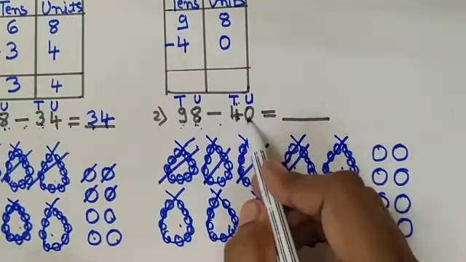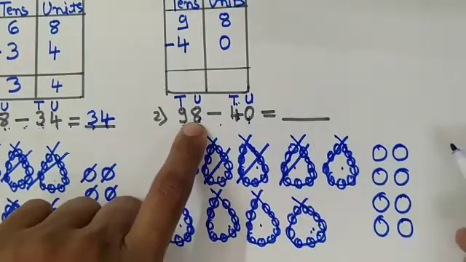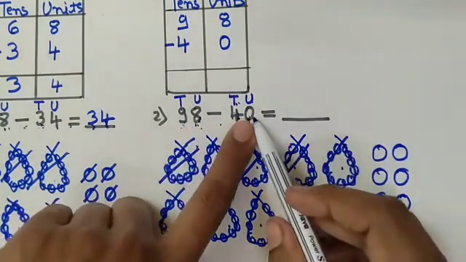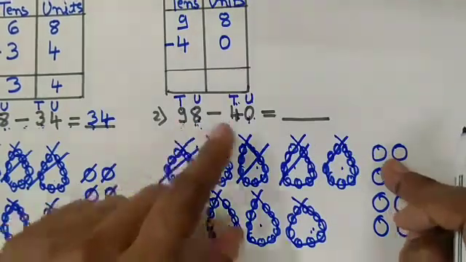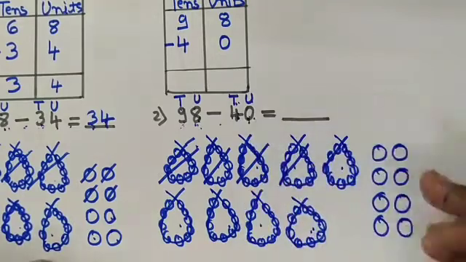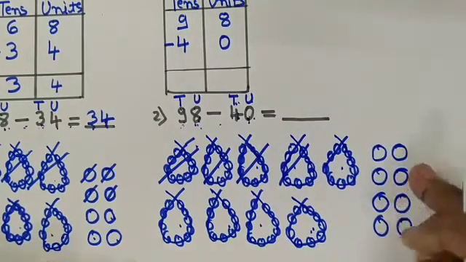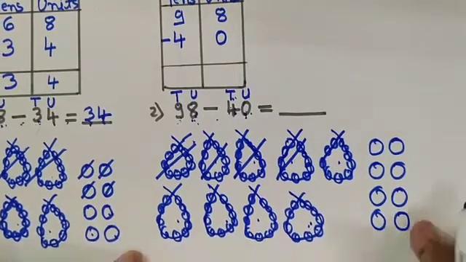And from unit place, out of 8 units, we have to subtract 0 units. 0 means nothing we have to cut. Remember children, 0 means nothing you have to subtract from this 8. So 8 beads are as it is.